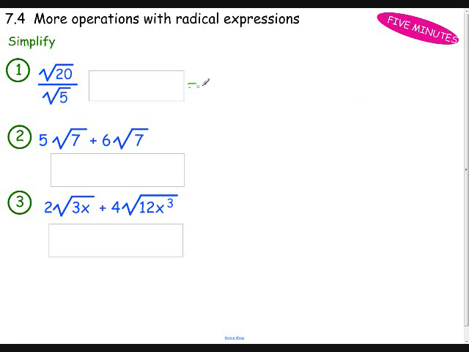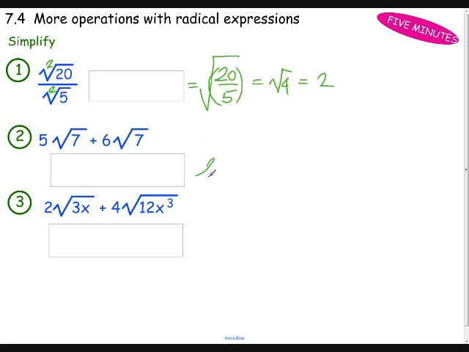This is equal to, since these are both a square root, we can express them as a quotient underneath the square root. And when we do that, we're able to carry out this division, which we could not do here. Then we get the square root of 4, which we know is equal to 2. Much nicer looking.